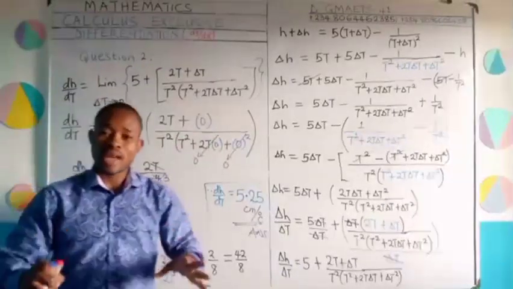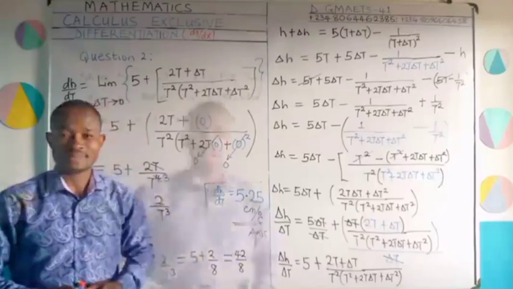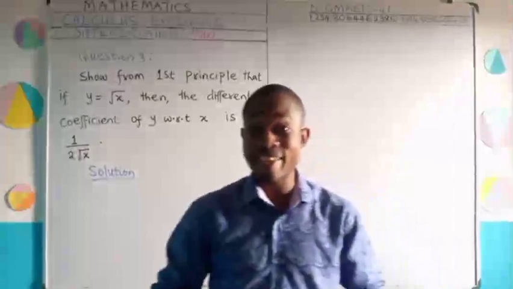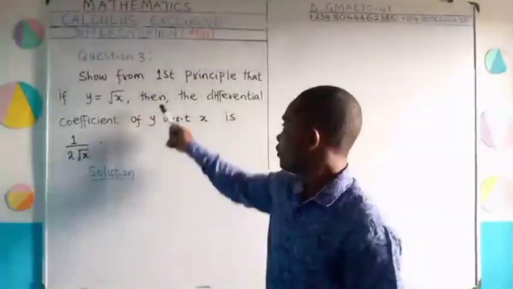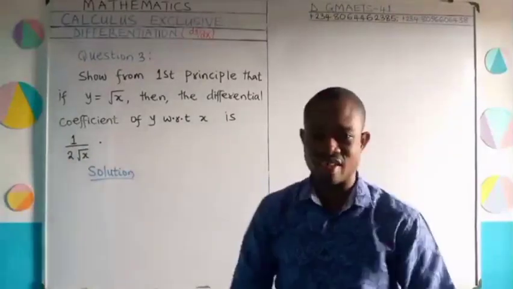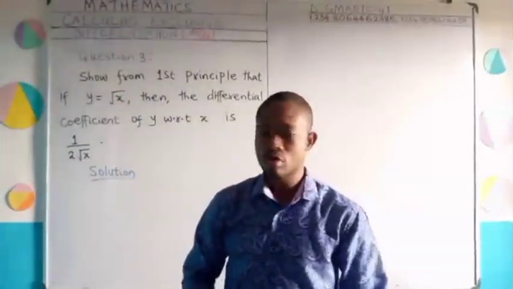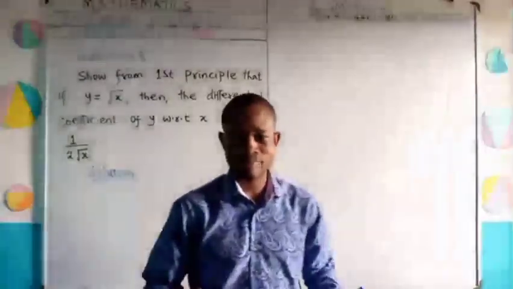We'll be going to our last question for our class today. Question number 3. In our third question, we are to show from first principle that if y is equal to square root of x, then the differential coefficient of y with respect to x is 1 over 2 square root of x. So this is a proof, okay?